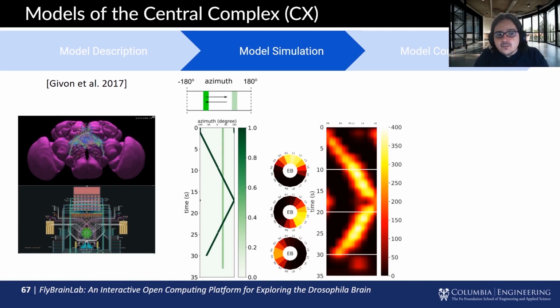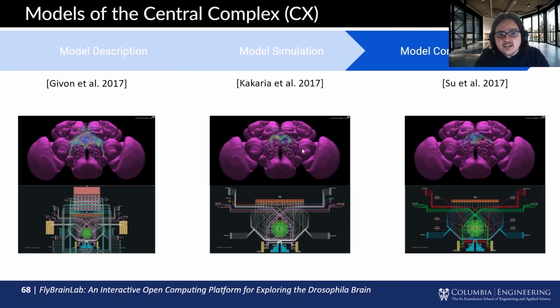We repeated the same process of model development and simulation for 2 other models of the central complex from literature, shown here in the middle and the right columns. These 3 concurrently published models each describe a different subset of the neurons in the central complex, as visualized by the corresponding neurons in the bottom row.